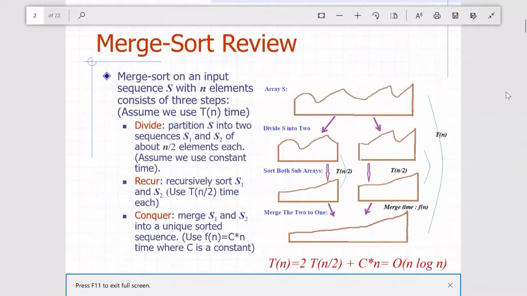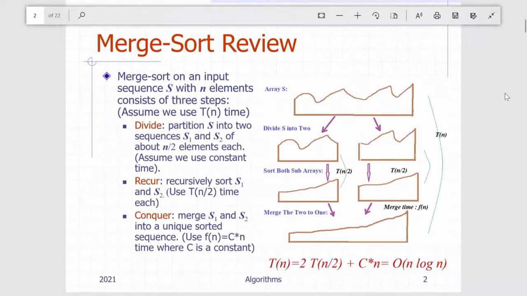First, we use merge sort as an introductory example. Merge sort is a sorting algorithm that arranges a set of numbers into an ascending or descending order. Most students already know that this algorithm reaches the minimum time complexity, that is n log n.